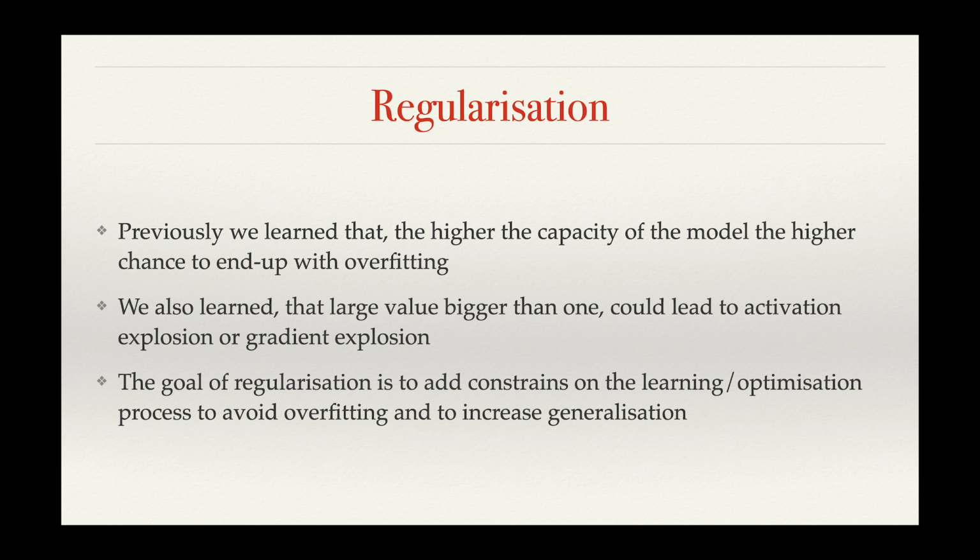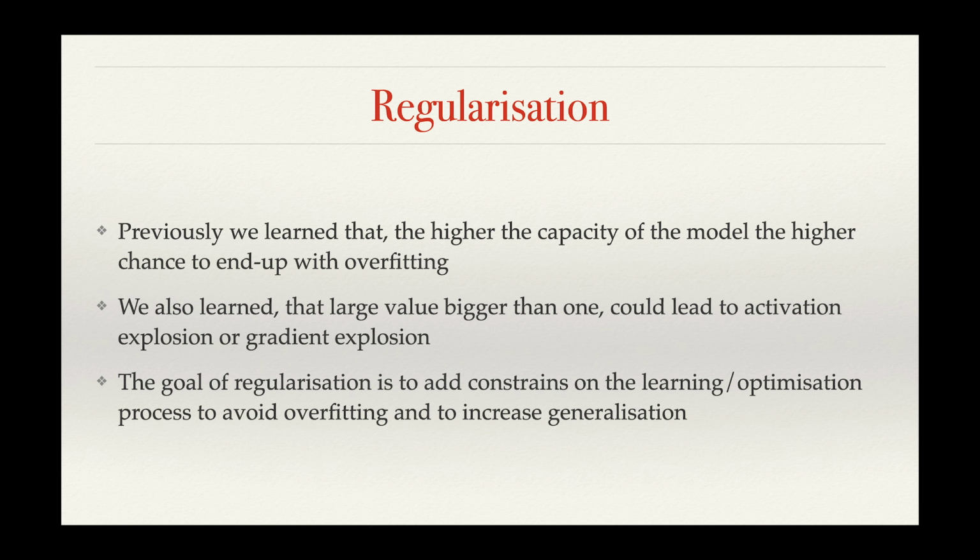So previously we learned, in the variance-bias trade-off session, that the higher the capacity of the model, the higher the chance of ending up with overfitting. We have more capacity because, first of all, we have way more parameters than the number of training samples. We also have higher capacity because we might have a higher polynomial order, or in a neural network, many neurons and many layers, which means really high nonlinearity within the model.